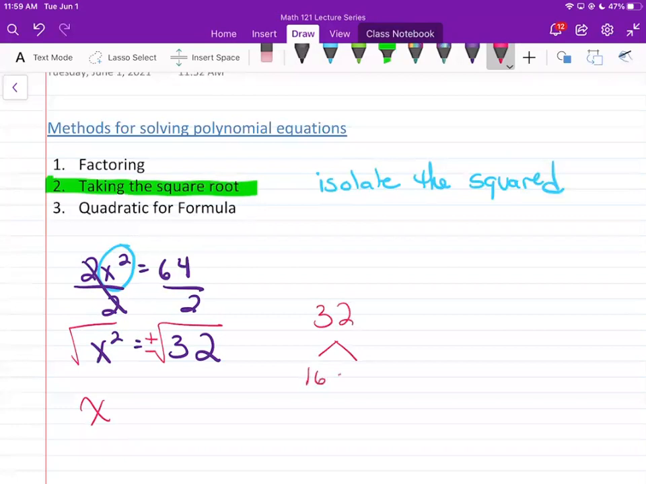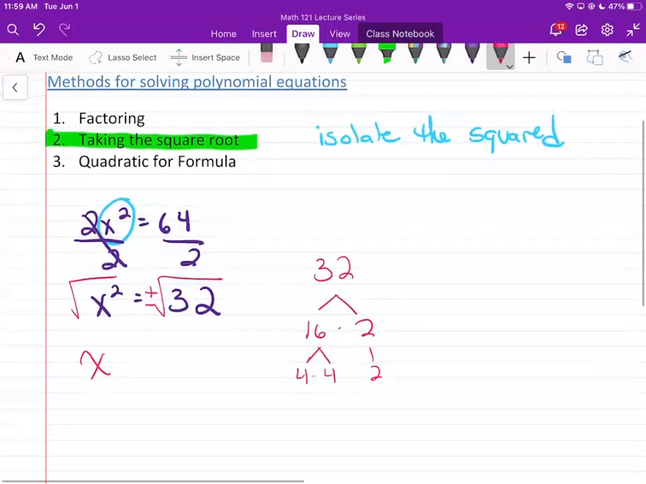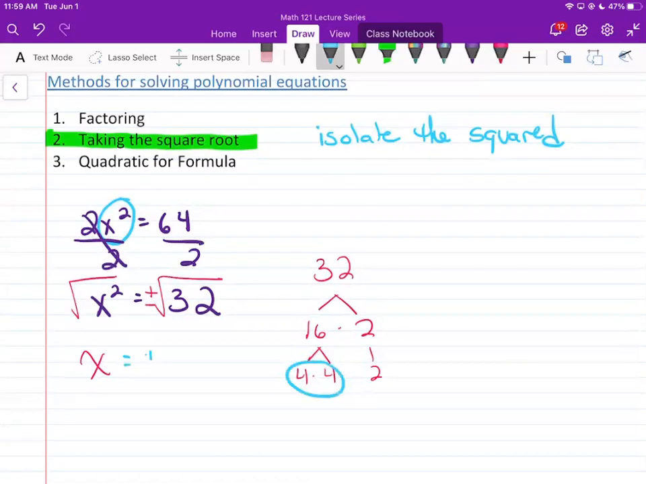into 16 times 2, which becomes 4 times 4 times 2. I'm looking for groups of 2. So that leaves me with plus or minus 4 square roots of 2. You can write it that way, or you can write it as 4 square roots of 2, negative 4 square roots of 2.